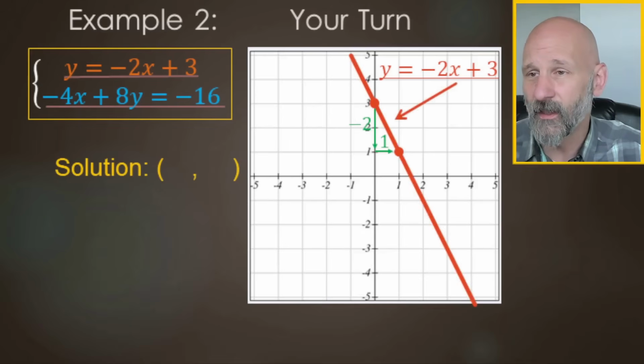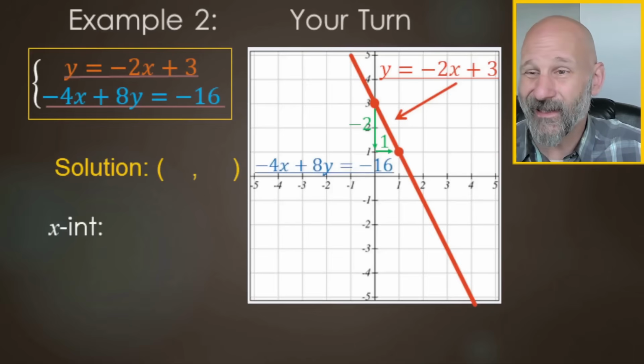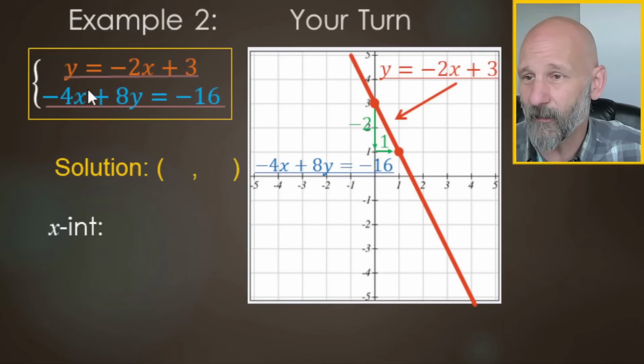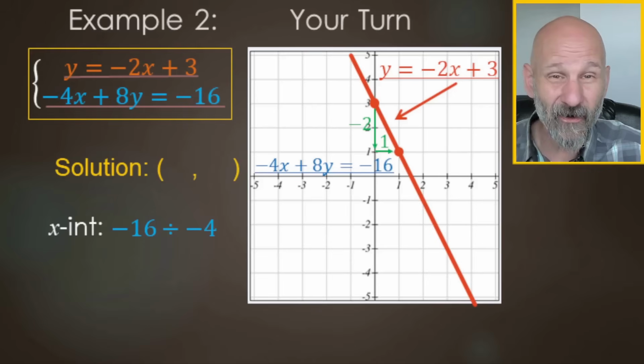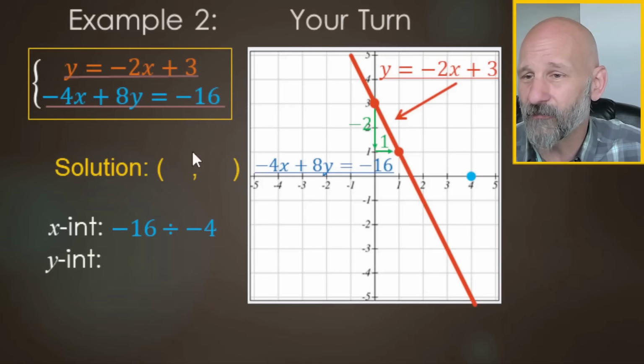The top one is graphed. Now we do the bottom equation, the blue one. That one is in standard form. We've got the x, the y, then the equal sign. So graph by intercepts is what we want to do with this. For the x-intercept, the number in front of the x is a negative 4. So we're going to do negative 16 divided by negative 4. Negative divided by negative is positive. 16 divided by 4 makes 4.